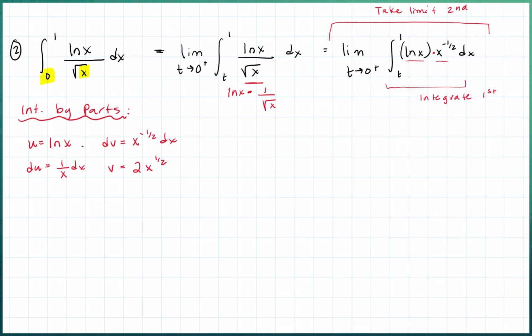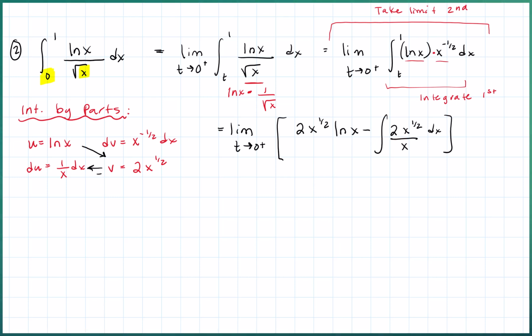And we're going to go ahead and finish out that integration by parts. Again, we will carry the limit along. We've got our u times v, so we have 2 times x to the 1/2 times the natural log of x, minus the integral of, we end up with 2x to the 1/2 over x dx. I'm going to simplify that a little bit before I evaluate. We're going to plug in those bounds, again going from t to 1, but I'm going to get this fully integrated first.